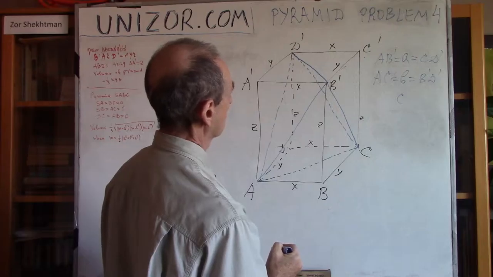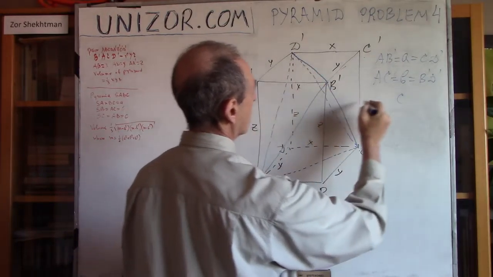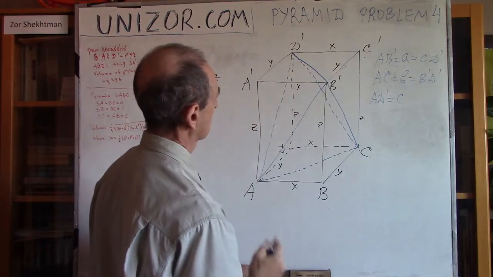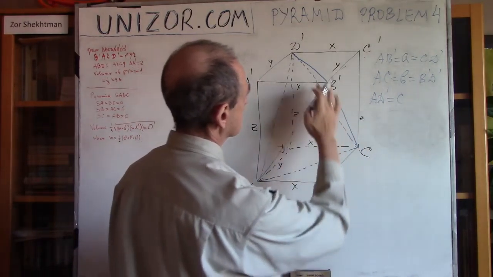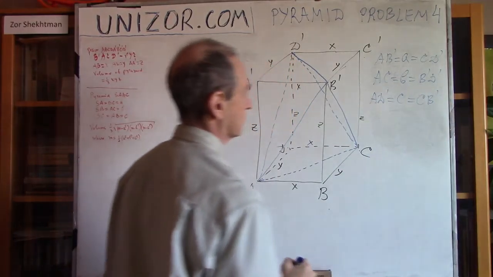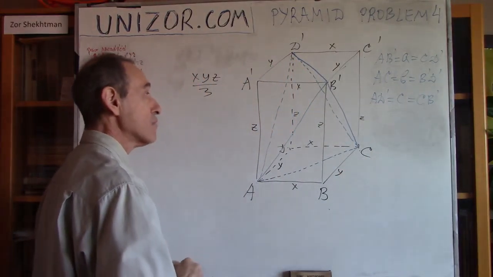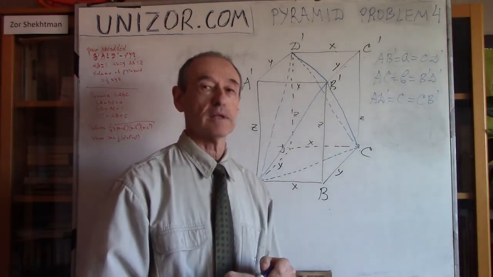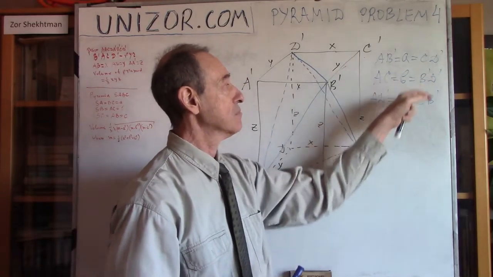And finally, AD prime equals C, it's on the left, and CB prime on the right. So let's say we have this particular pyramid, and I would like to find its volume in terms of A, B, and C.